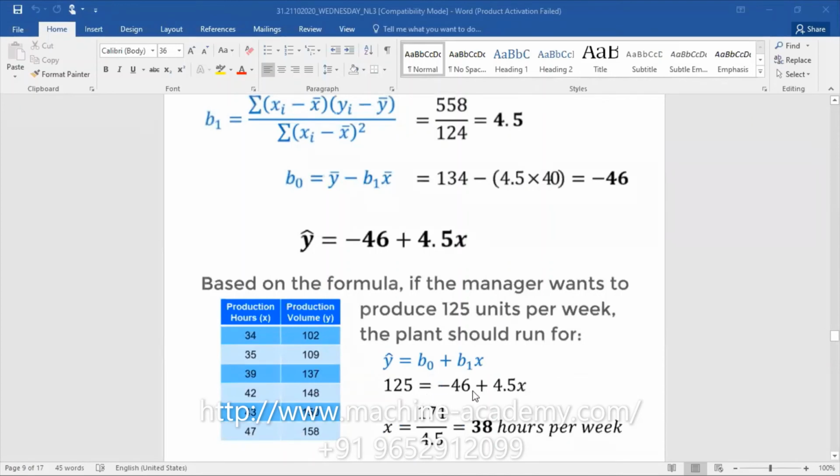125 equals minus 46 plus 4.5 x, so the x value is 38 hours per week. Not only in this particular aspect, we can work it out in multiple aspects.